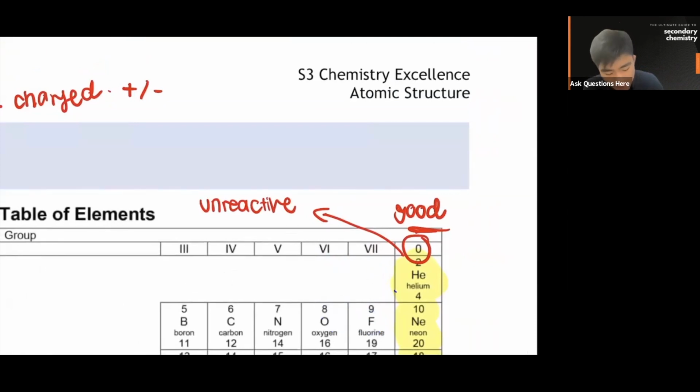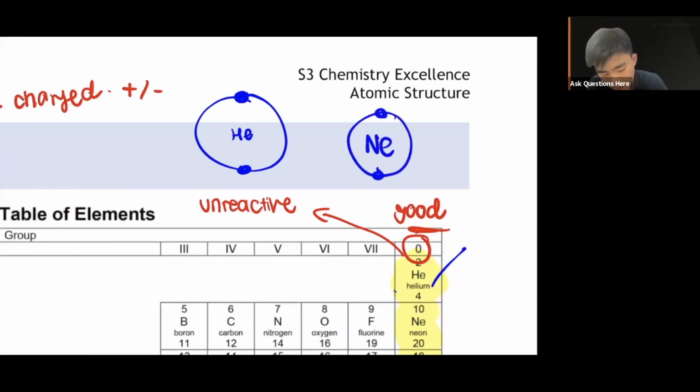Okay, so let's draw out the electronic configurations of, for example, helium. Can we draw out the electronic configuration of helium? Helium has 2 electrons, so it is going to look something like this only. 1 and 2. That's all. Finish. Now, if you talk about neon, on the other hand, neon has 10 electrons, so it's going to be 1, 2, 3, 4, 5, 6, 7, 8, 9, 10.